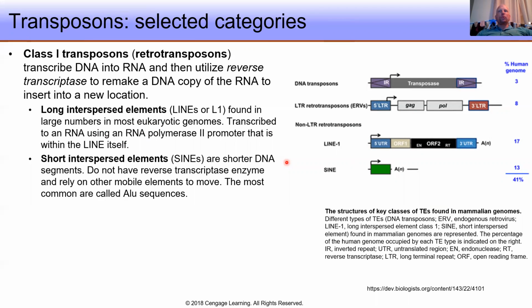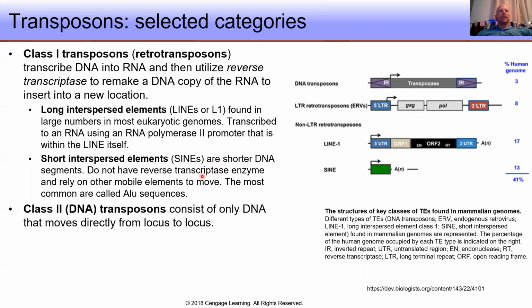And then we have the short interspersed elements, or SINEs, and they're smaller and they lack the reverse transcriptase enzyme. So they need other mobile elements to move around. The most common type are called Alu sequences. Then we have class 2, or DNA transposons. They consist of only DNA that moves around from locus to locus, and they have a transposase-encoding gene present.